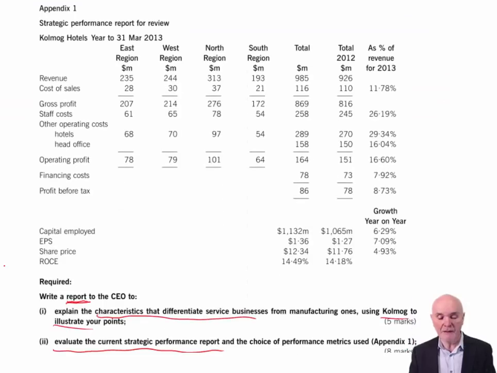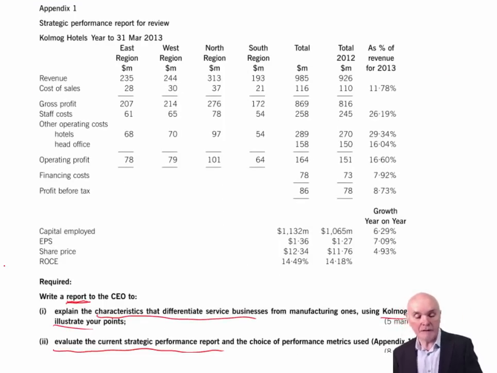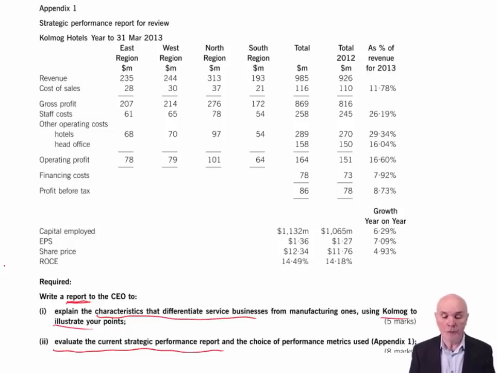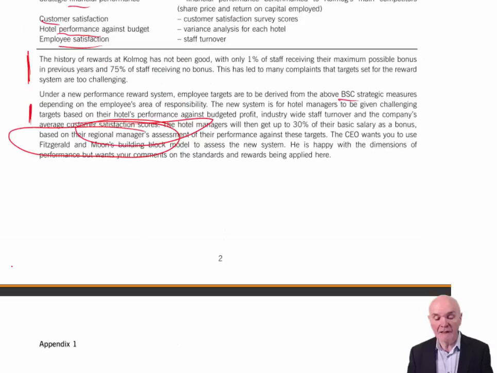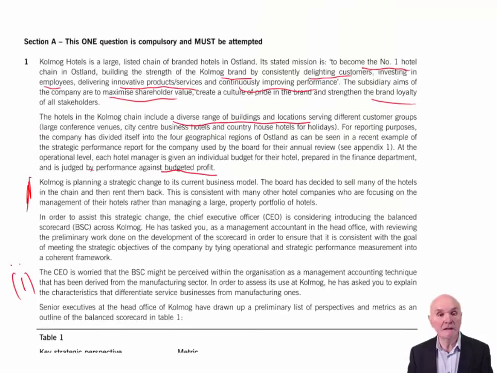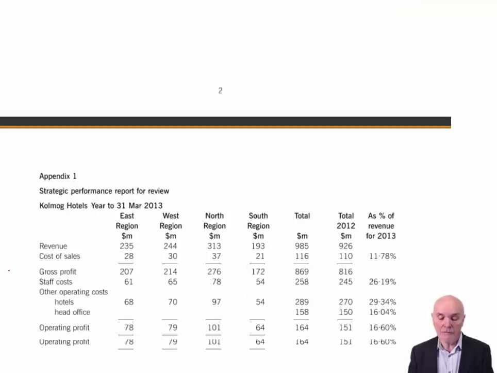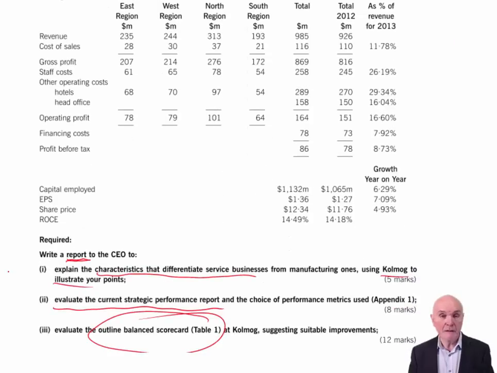Here we have Appendix I. This is the current strategic performance report. Okay, so we've read it, we have thought about it, we have annotated it, we have tried to tie back what was said in the question with the requirements, because you would expect that. These questions are designed, the requirements are designed, so that there'll be something in the question relating to them. They're not just separated or random.